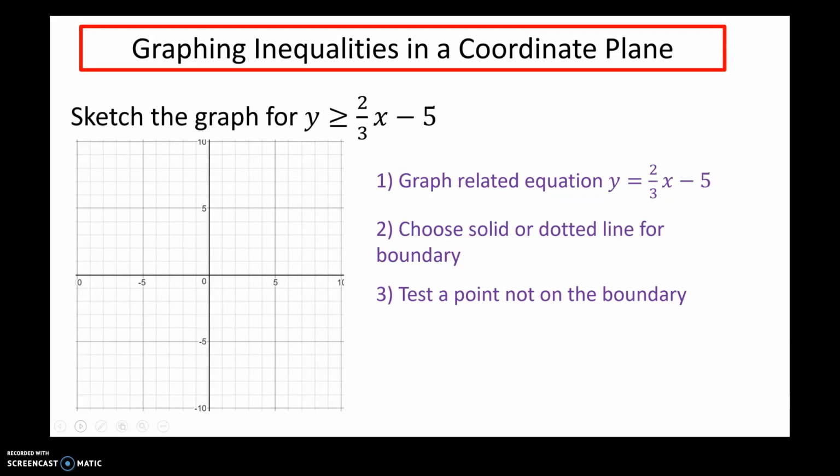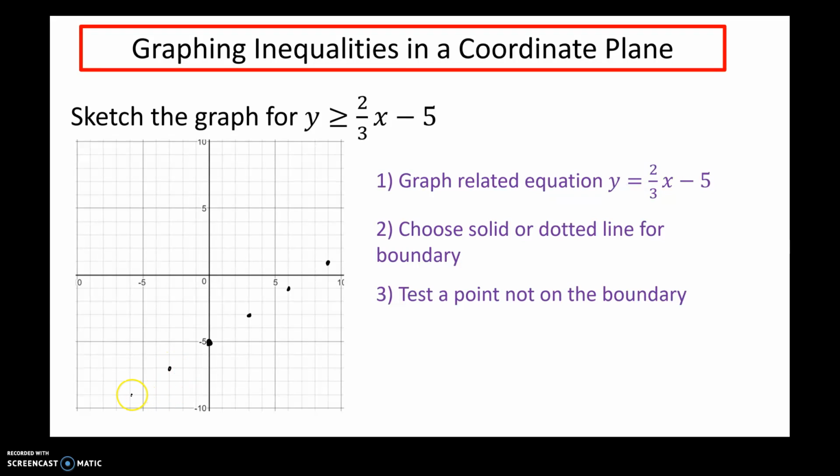Okay, so graphing inequalities in a coordinate plane. Sketch the graph for this inequality, and it's going to be exactly like we're already used to. All of our strategies for graphing, but a couple differences for the inequalities. So first we're going to graph the line, 2/3 x minus 5. Y-intercept of -5, slope of 2/3, up to right 3, and then you can go down to left 3.